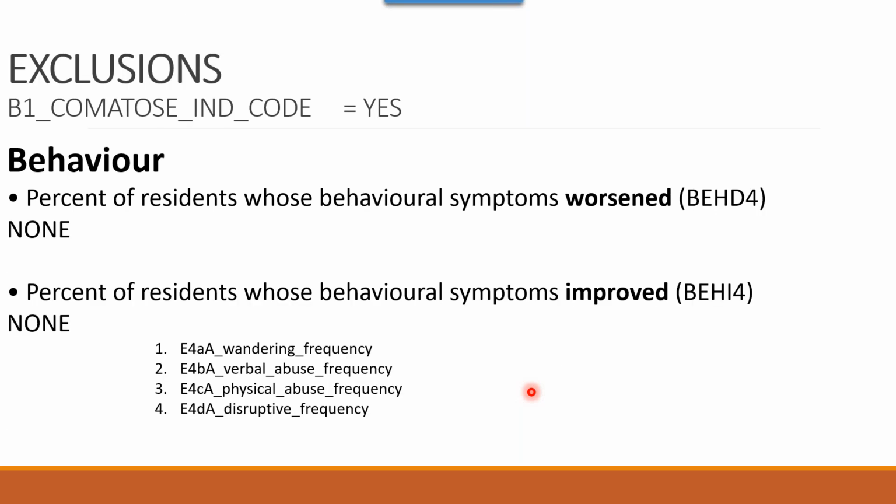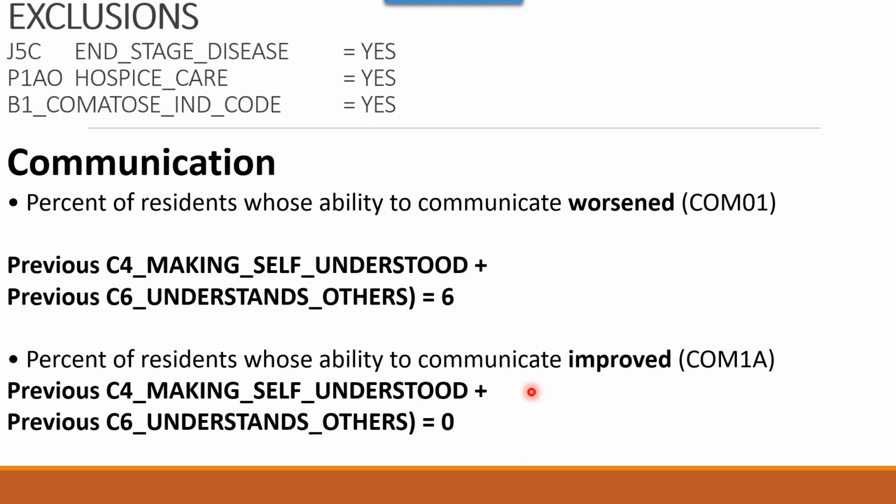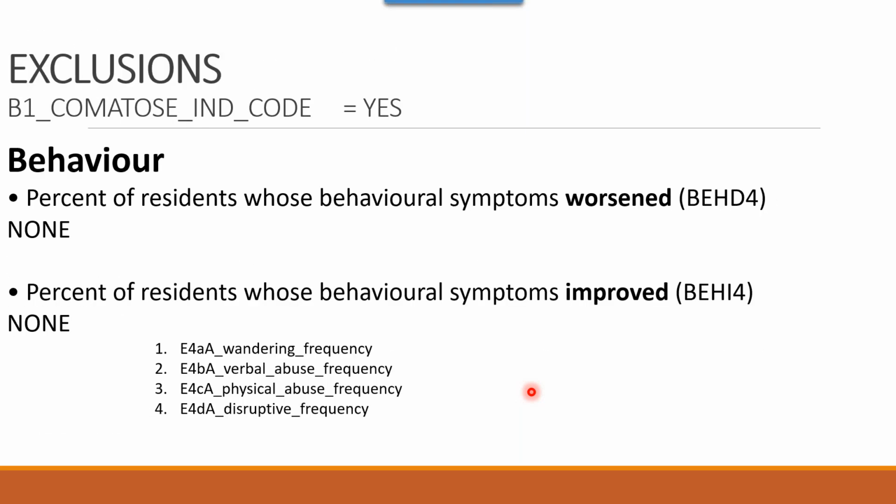So let's go on to exclusions related to behaviors. And you can see that comatose is yes, so you would be excluded. However, the other two general exclusions, end stage and hospice, are not exclusion factors for the behavioral. And you can see here we're looking at the behaviors on the worsened and the behaviors on the improvement. There are no independent exclusions for those, okay? And you can see these are the behavioral items that we'll be looking at: wandering, verbal abuse, physical.